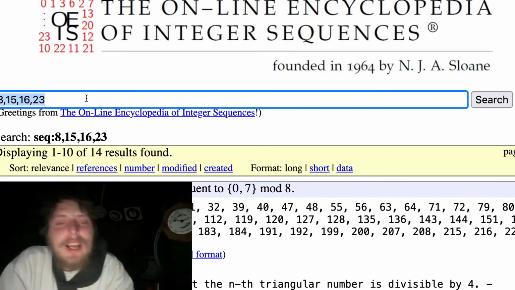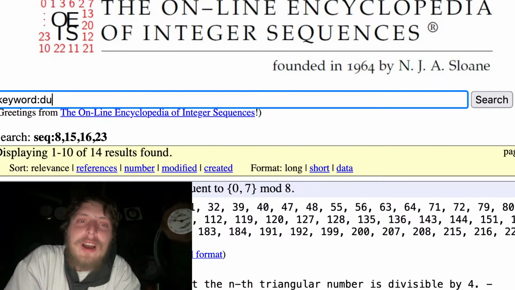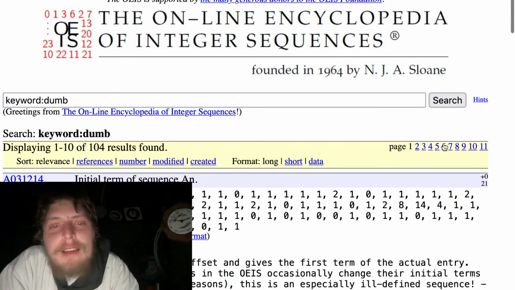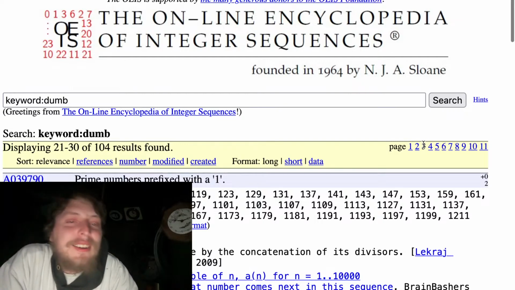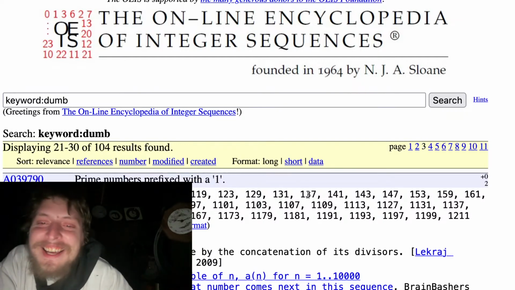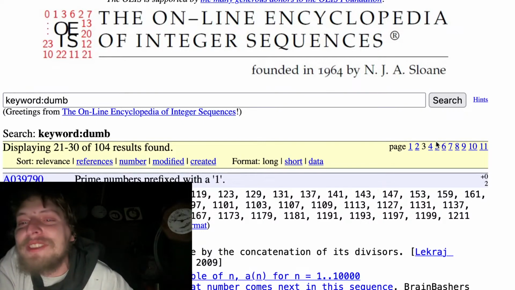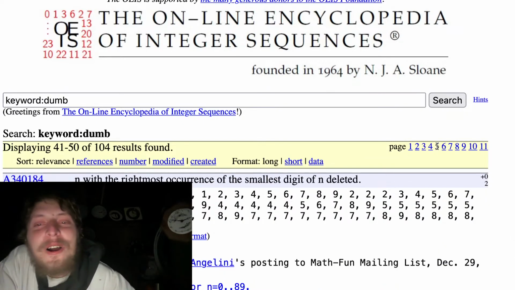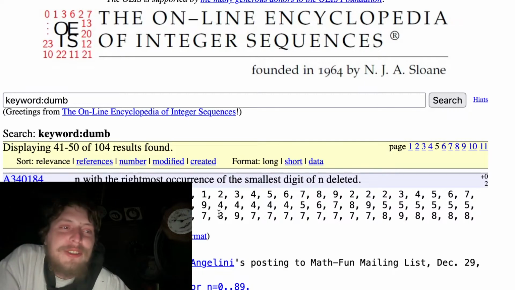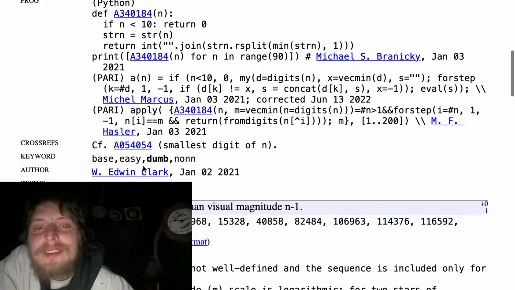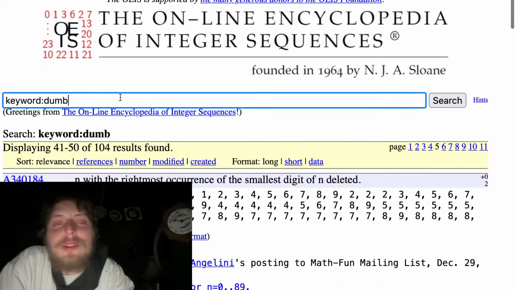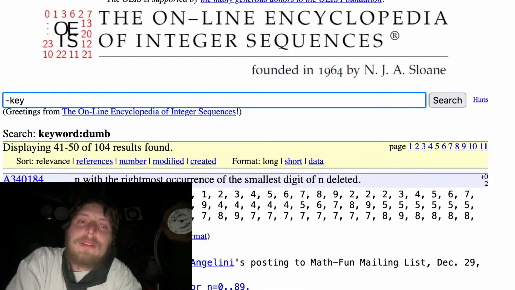Now, what other types of ones do they have under dumb real quick? They have 11 pages of dumb. Let's just... Prime numbers prefixed with a 1. Yes, this is a dumb sequence. Prime numbers prefixed with a 1. Come on. N with the rightmost occurrence of the smallest digit of n deleted. Just too arbitrary to be something like nice or core. It also has easy.